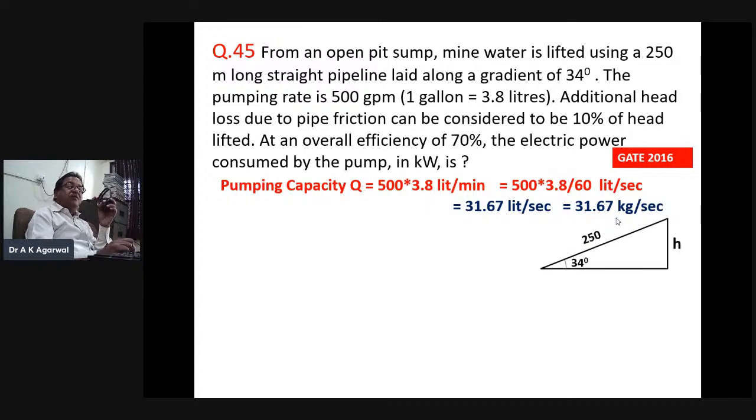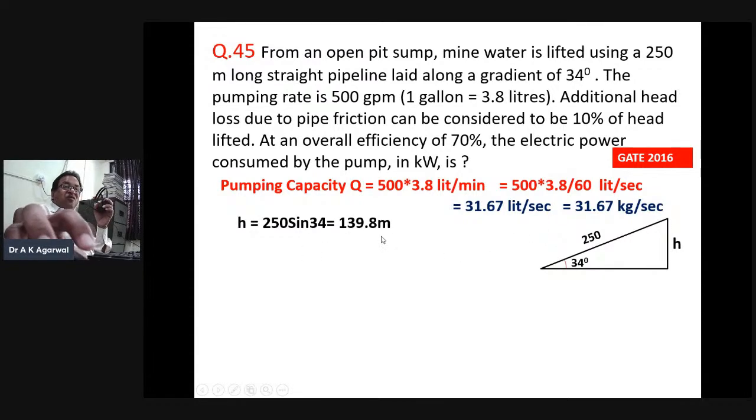Now, your pipeline is 250-meter long, laid along a gradient of 34 degrees. So h is the vertical head. h will be equal to 250 sine 34, which is equal to 139.8 meters. So the vertical head is 139.8 meter, even though the pipe length is 250 meter.